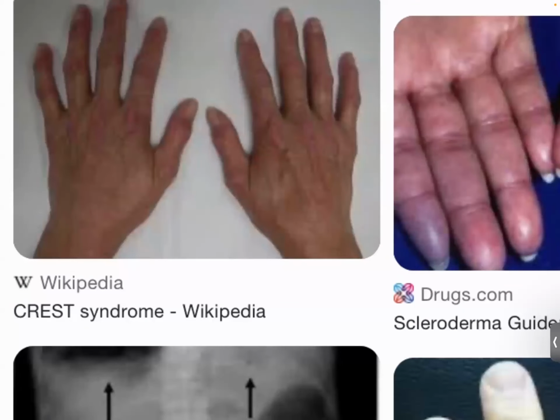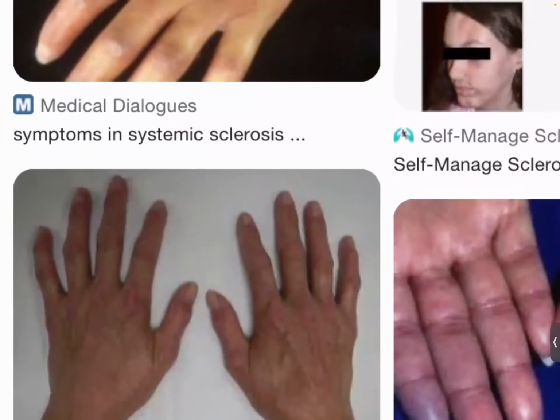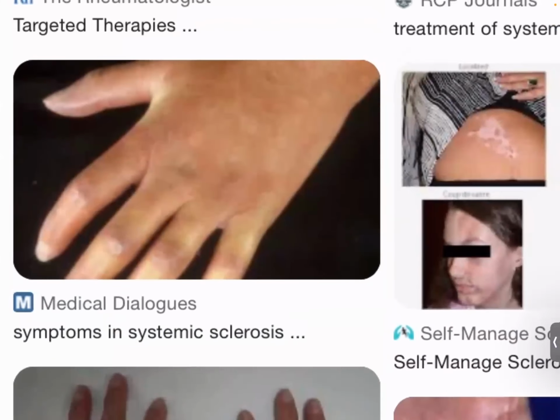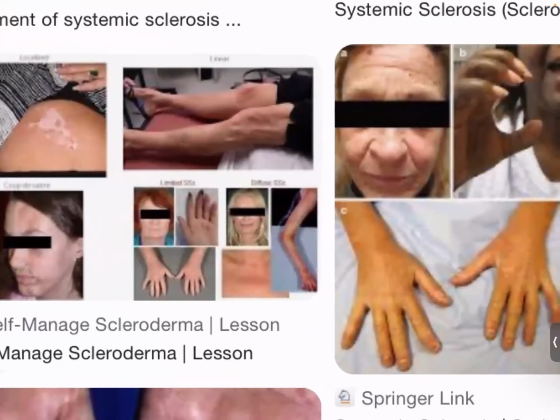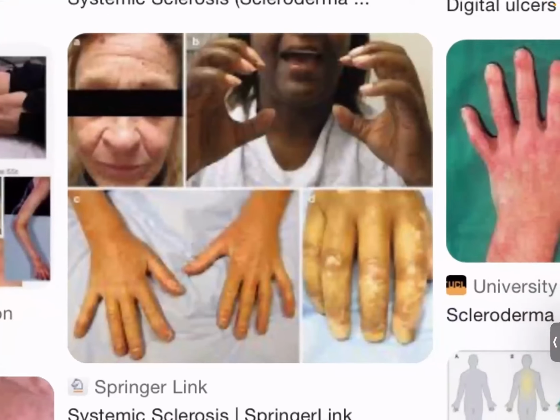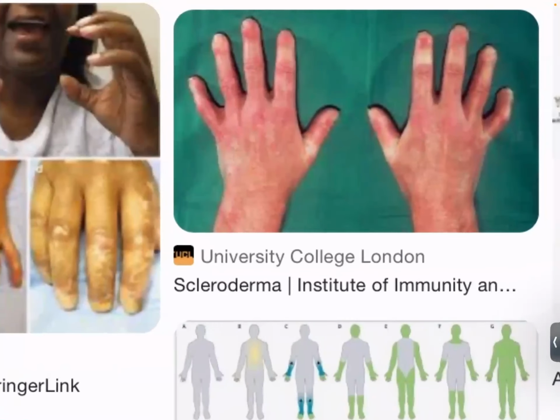CREST syndrome. CREST is calcinosis, Raynaud's phenomenon, esophageal dysmotility, sclerodactyly, and telangiectasia. This is the package for CREST. Systemic sclerosis. It's a spot diagnosis, very easy. Here, the hand again, you will find some skin infarcts of systemic sclerosis over the calcinosis. Sclerodactyly.